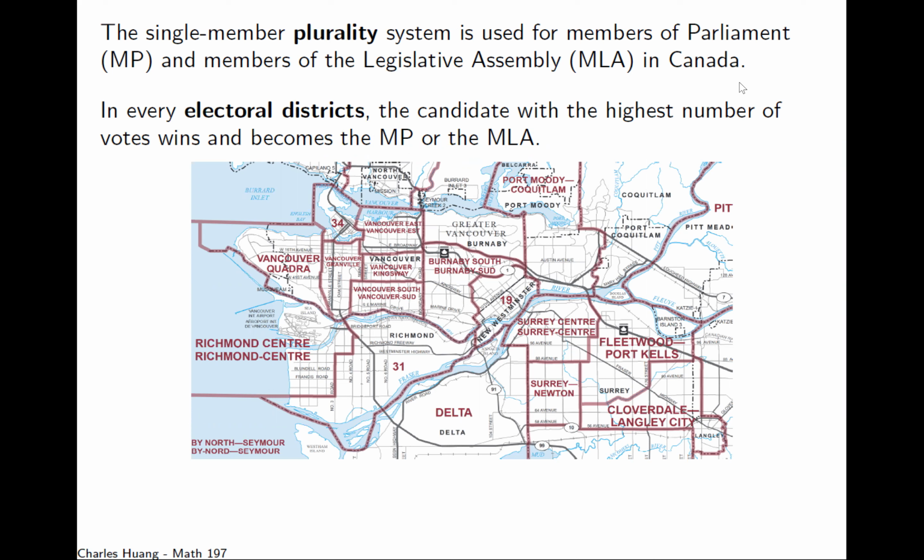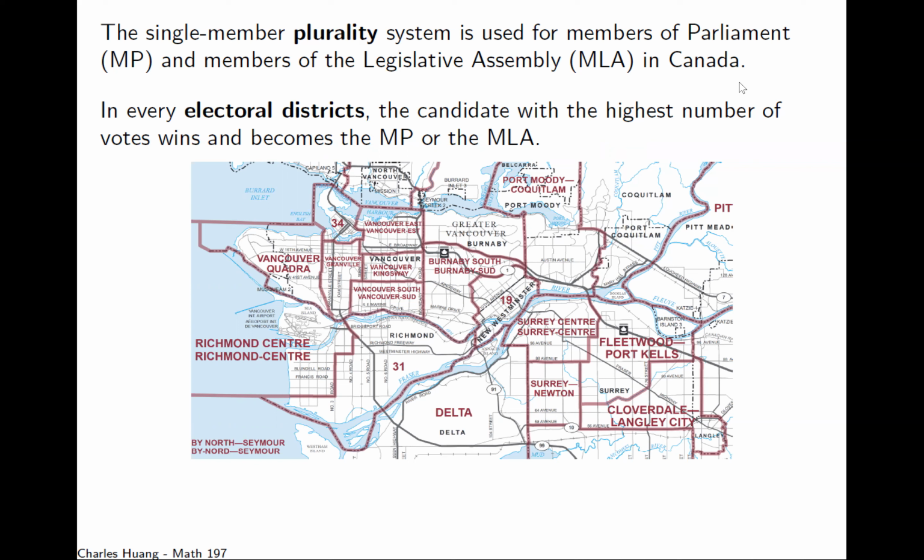And what we'll do in real life is we'll divide each region up, and each region is called the electoral district. Each region will have different candidates running against each other, and people who live in the region will vote, and the candidate with the highest vote will win the electoral district, and they will become the member of the parliament from that district.